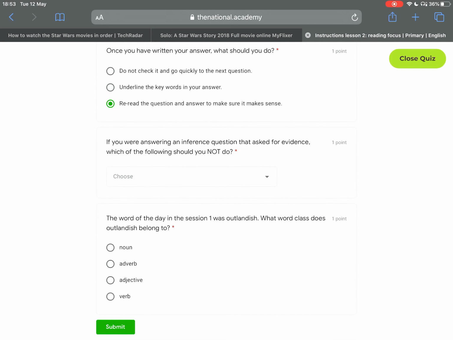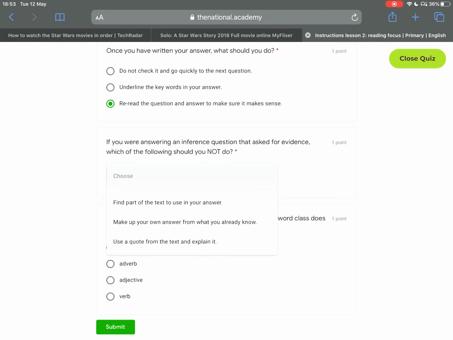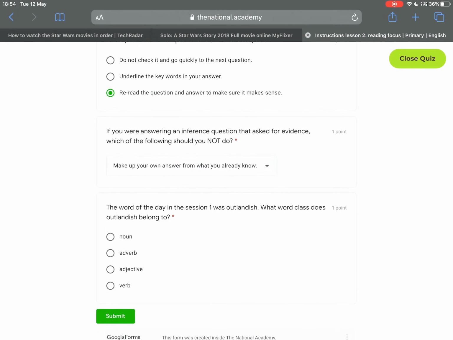If you are answering an inference question that asks for evidence, which of the following should you not do? That would be you should not make up your answer from what you already know. The word of the day in session 1 was outlandish. What word class does outlandish belong to? That would be an adjective.